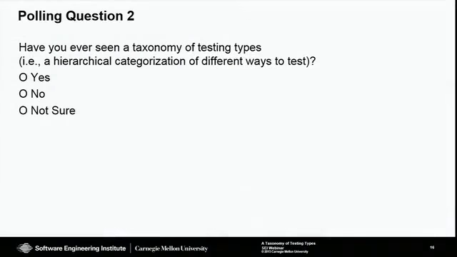Okay, it leads us to our third polling question, which will appear on your screen now. We'd like to know, have you ever seen a taxonomy of testing types? For example, a hierarchical categorization of different ways to test. And while we do that, let's see if we've got any questions in the queue. We'll give you a couple seconds to vote.